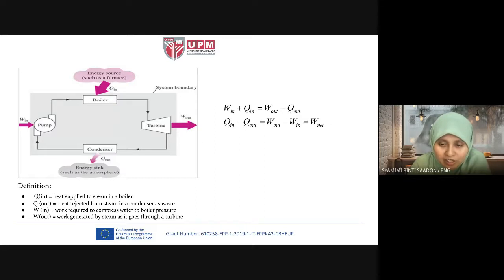We can rearrange the first law, the energy balance. We can also write it this way: Q in minus Q out equals W out minus W in, which equals what we call the net power output. This is the net power output, the desired output resulting from this thermodynamic cycle. Okay, so remember this one.